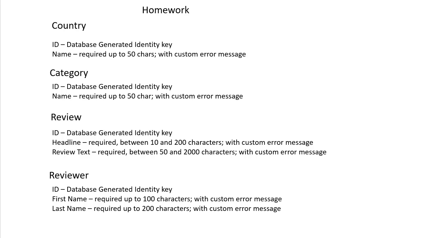In the review, make sure that the headline is required and then the length of the headline is between 10 and 200 characters. And if it is not, create a custom error message. And for the review text in the review, again, it's required, but the range is between 50 and 2000 characters.